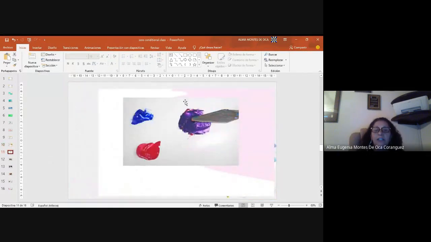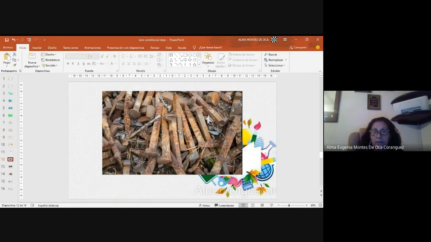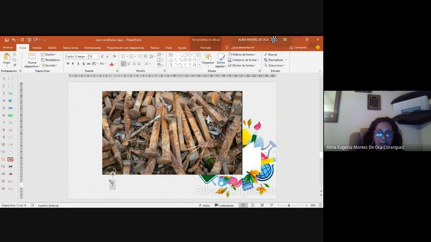Okay? Imagine you mix red and blue paint and you get purple paint. It always happens the same. Another example: if you leave iron in the rain, it gets rusty. It is the same. It's a natural law, something that always happens when you let the iron in the rain, it gets rusty. Okay?